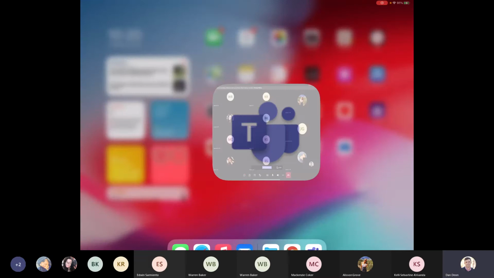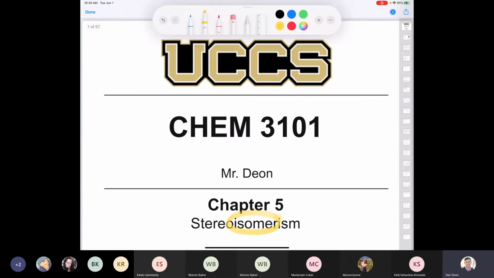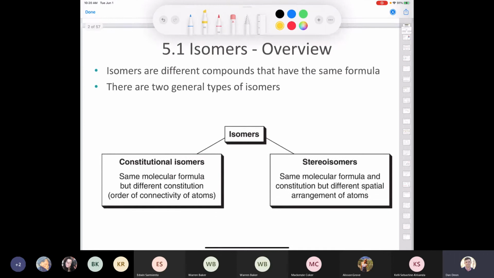All right, Chemistry 3101. This is Chapter 5, which deals with the topic of stereoisomerism. So you see the word isomer in the word stereoisomerism, and I know that you all know what isomers are, right? Isomers are different compounds that have the same formula, but there's two types of isomers that we have to be concerned with as organic chemists.